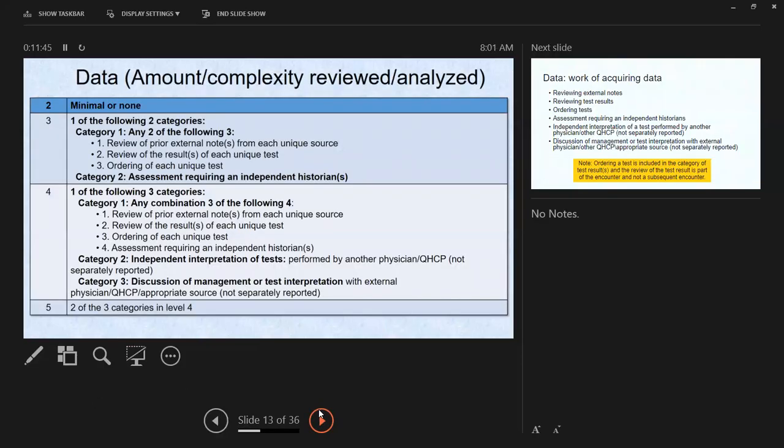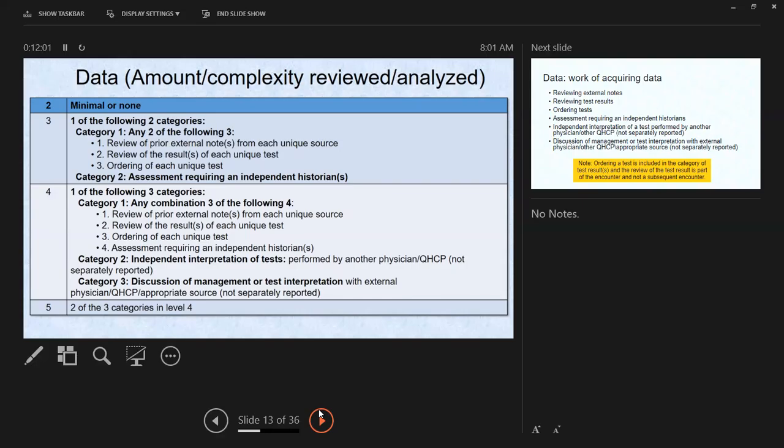Now let's get on to data. The data, I think, is one of the more challenging ones to try and remember how to get to a level 2, 3, 4, or 5 data. Basically, if you're doing minimal to no data, it's going to be a level 2. To reach a level 3 for data, you have to hit one of the two following categories.